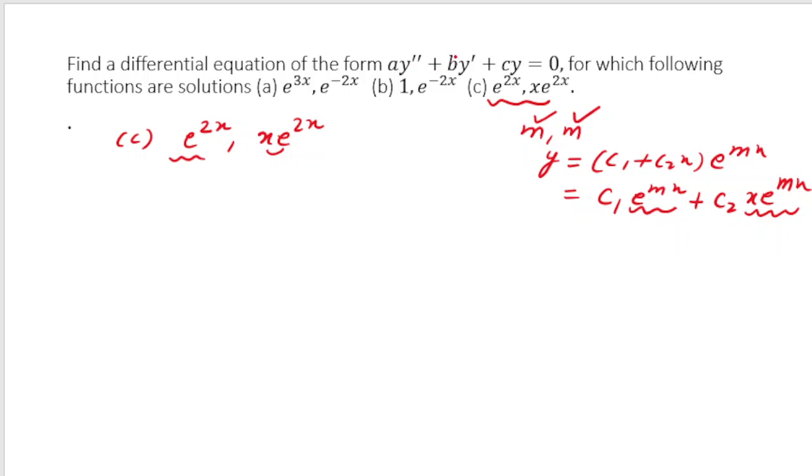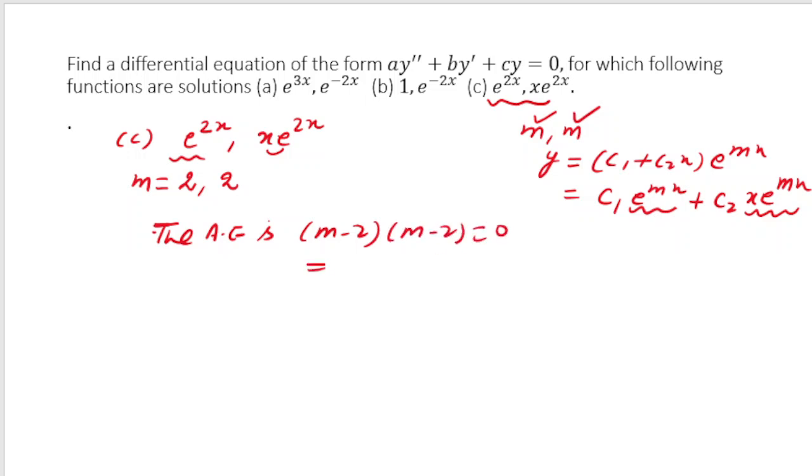And we want a second order differential equation, it means that these two solutions will be there as a part of the general solution if we have the roots like 2 comma 2, if the roots are repeated, right? So if the roots are 2 comma 2, then what will be the auxiliary equation? The auxiliary equation is m minus 2, and another factor should also be m minus 2, is equal to 0. So basically this is m square minus 4m plus 4 is equal to 0.